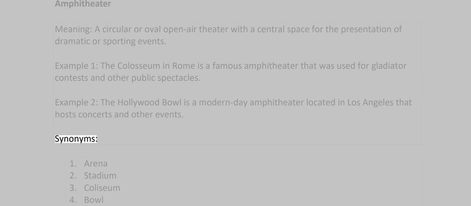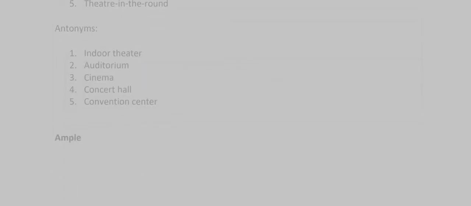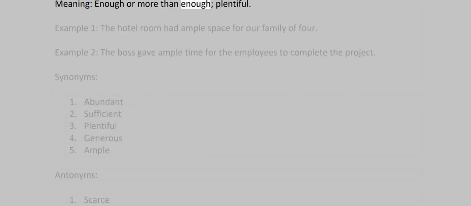Synonyms: 1. Arena. 2. Stadium. 3. Coliseum. 4. Bowl. 5. Theater in the round. Antonyms: 1. Indoor theater. 2. Auditorium. 3. Cinema. 4. Concert hall. 5. Convention center. Ample. Meaning, enough or more than enough, plentiful.